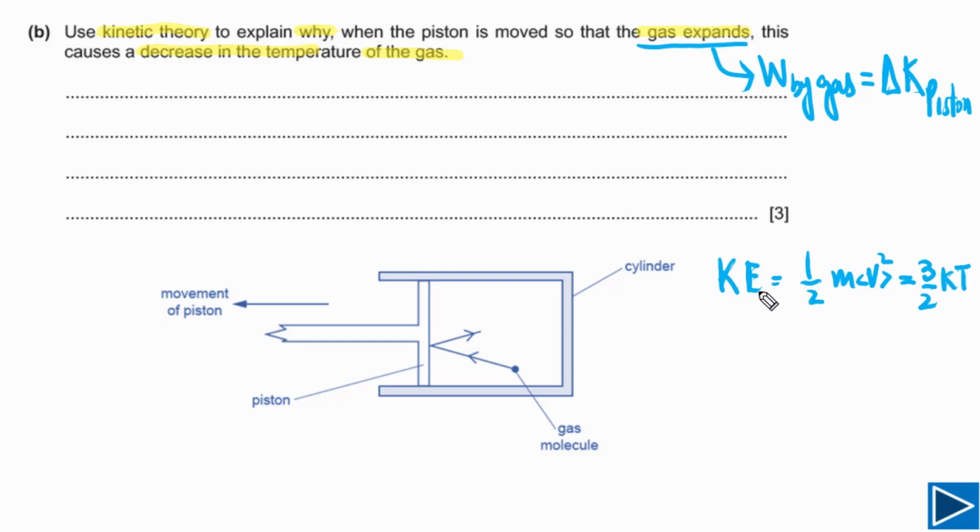This is the average kinetic energy of a gas molecule. From here you can see, as the kinetic energy is decreasing, the mean square speed is decreasing. As the mean square speed is decreasing, the temperature of the gas is decreasing. So this is what is happening, and this is all you need to understand. This question has 3 marks, so you need to write down 3 points. Let me explain how you can write a proper answer.